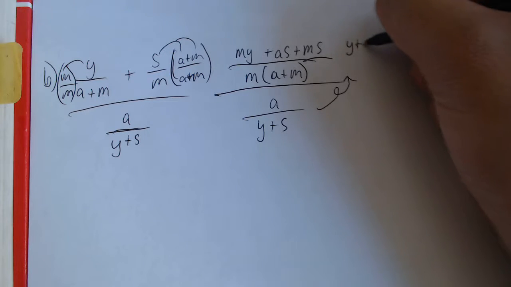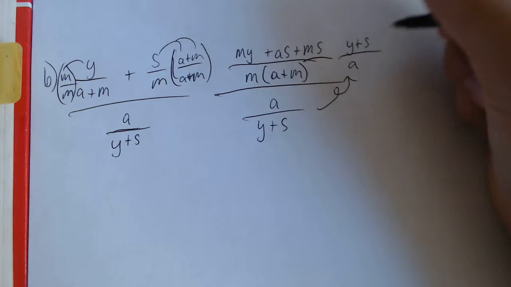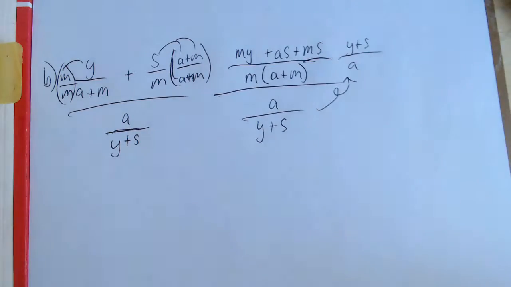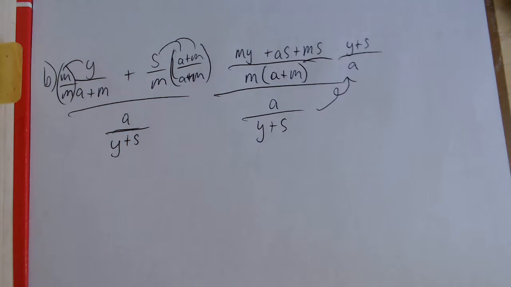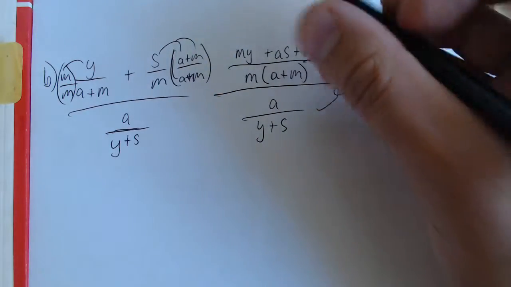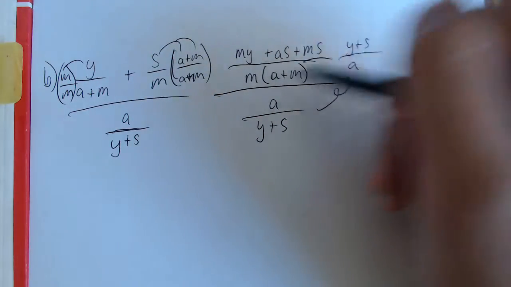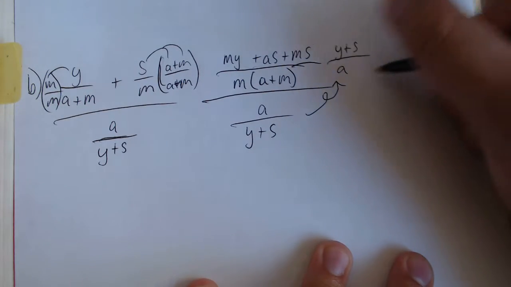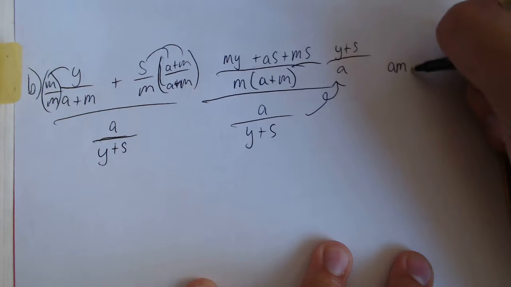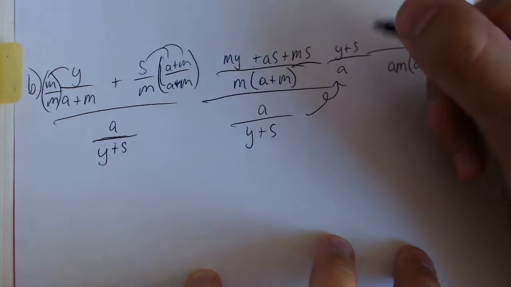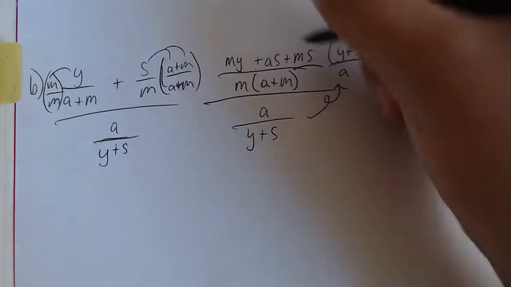So then we have y plus s over a, and we're looking for anything we can cross cancel here, but I don't think we can. So we've got a polynomial, these don't match. There's no a we can factor out of this, so we're just going to have to rewrite it like this. We'll rewrite the denominator as a times m parentheses a plus m. And the numerator is going to get tricky because we have to do some foiling.